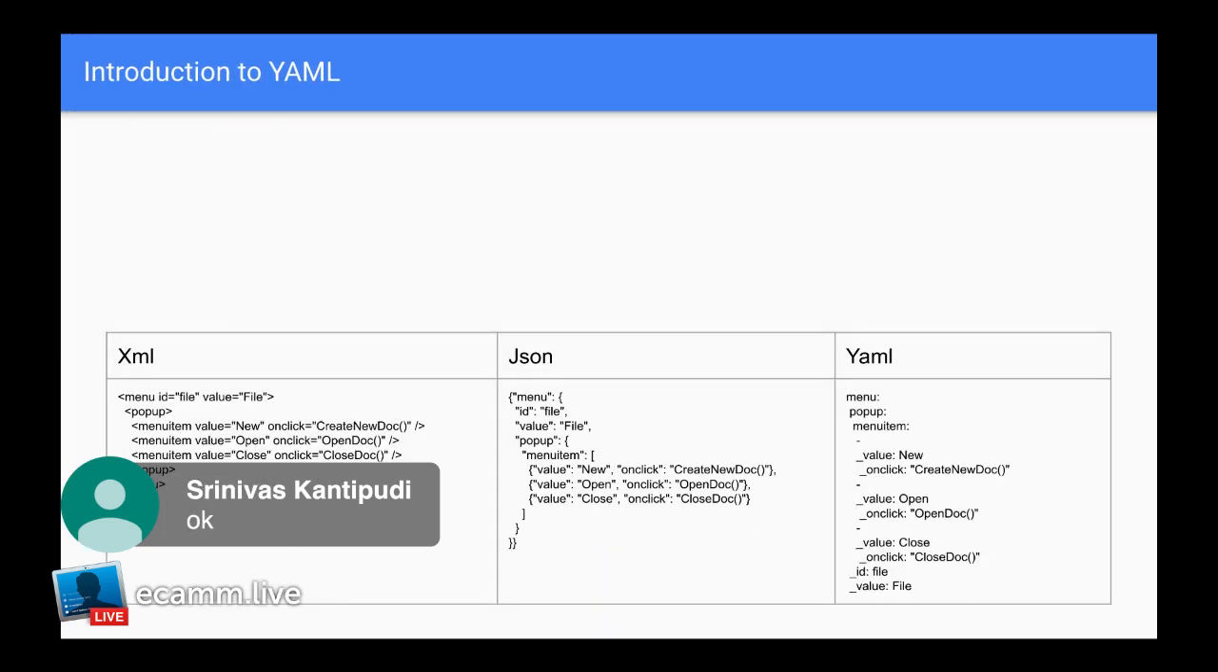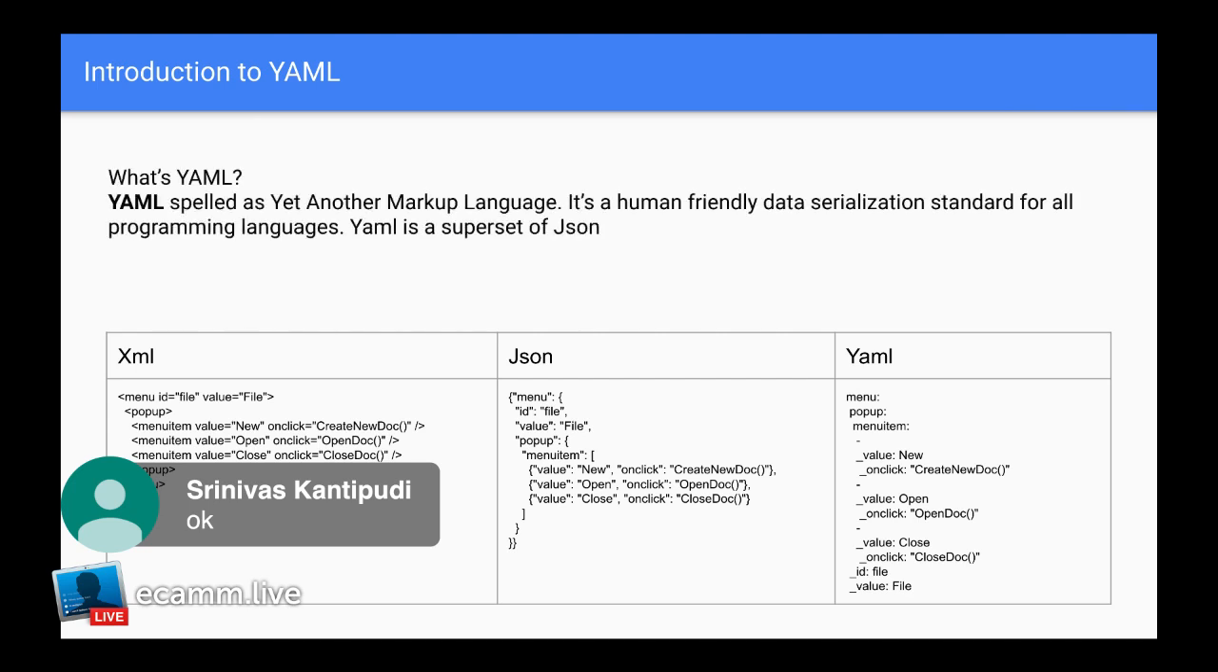So let's see. We'll be seeing what is YAML. As I mentioned earlier, we'll be seeing what exactly YAML is. YAML is pronounced as "yet another markup language." It's just the name, but in reality, it's not a markup language. It's more like a human-friendly way of sending the data in a serialized fashion.